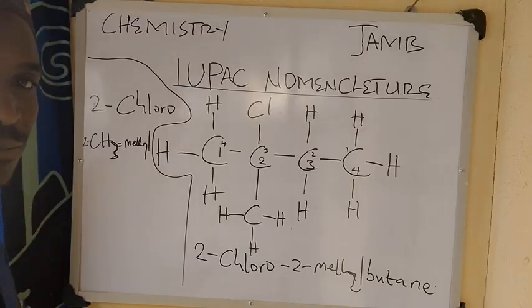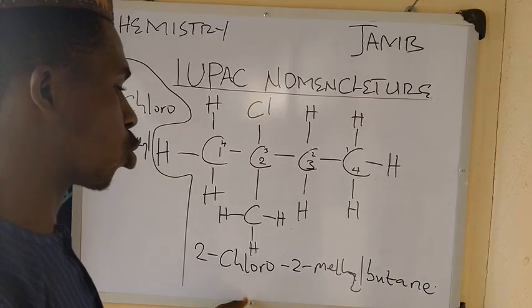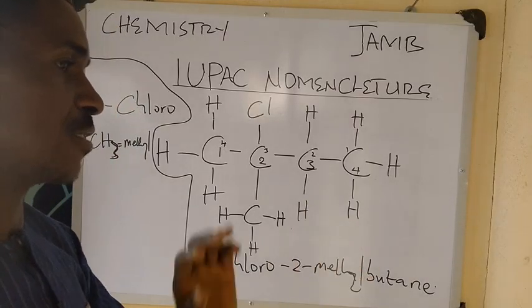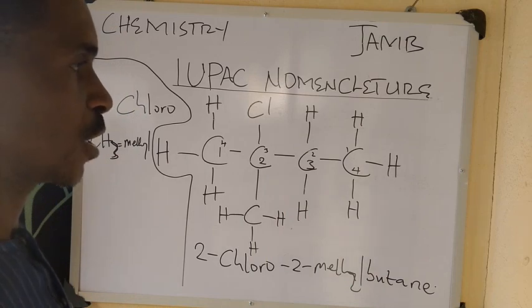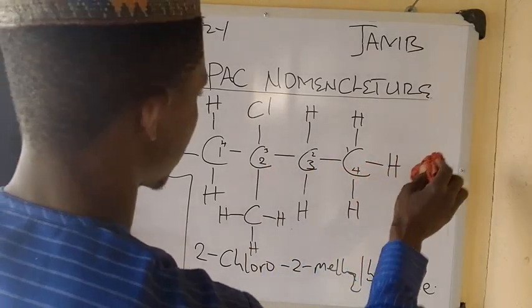Butane. So that's the name. This is a JAMB question. So this is 2-chloro-2-methyl what? Butane. Very, very simple. So let me give us another structure again.